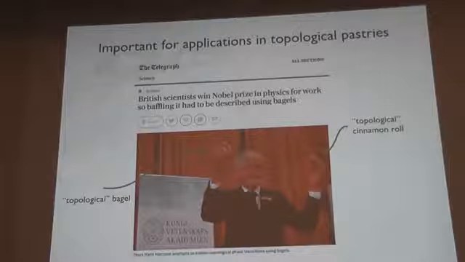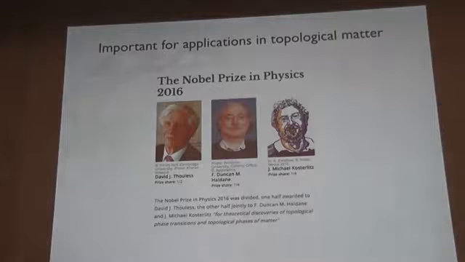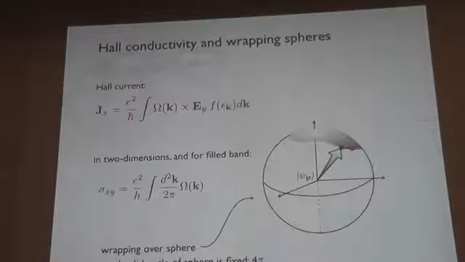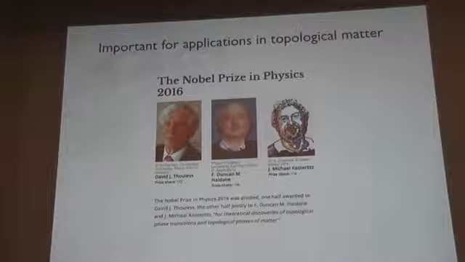So as you can see, there's a big difference between the bagel and the cinnamon roll. It's very important, so much so that the Nobel Committee had to talk about it. And just a couple of days ago, the Nobel Prize was awarded to Thouless, Haldane, and Kosterlitz, partly for understanding how these topological things, the wrapping of spheres. So the wrapping of the sphere is really a topology that can explain the quantum Hall effect, and also other things as well, right?